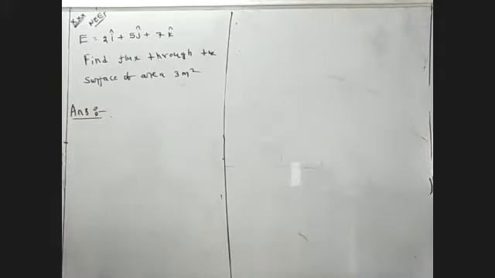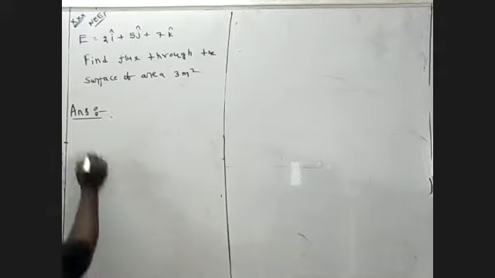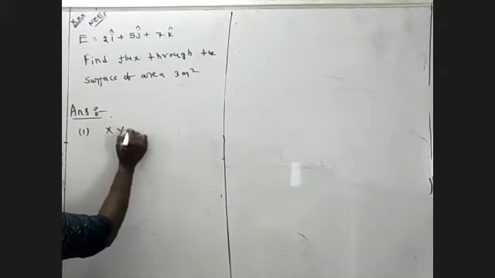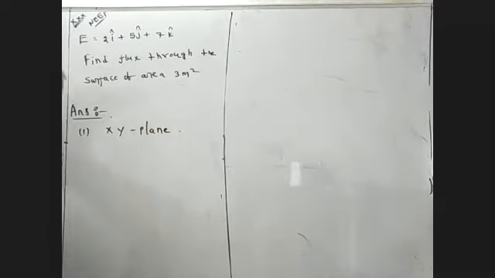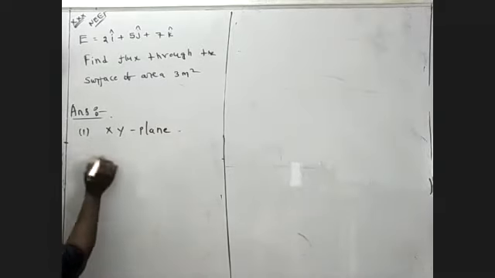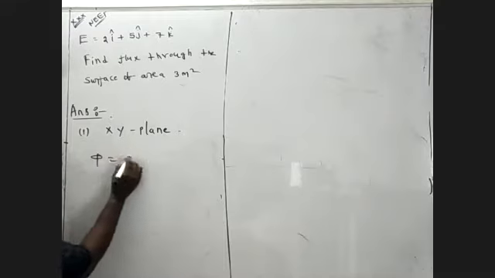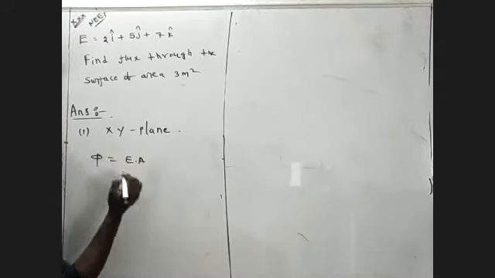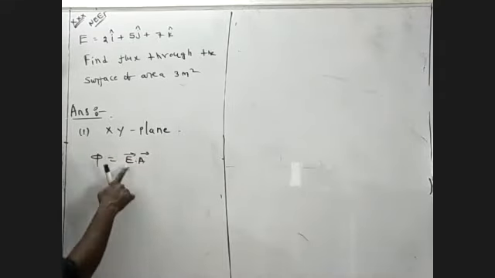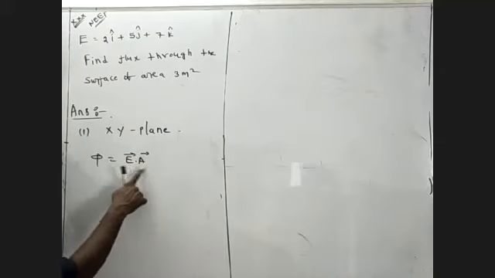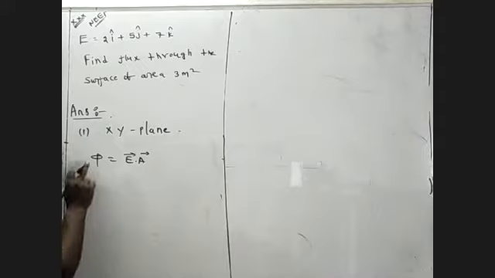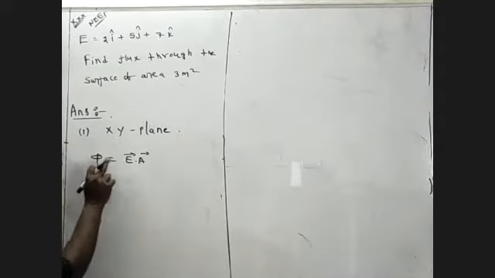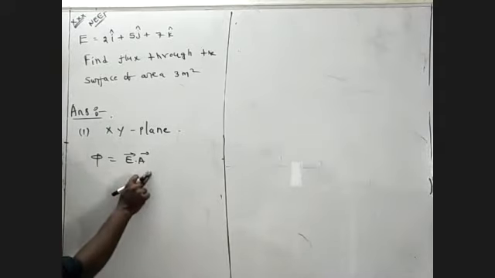Suppose the first one is the XY plane. Flux is equal to E bar dot A bar. E bar is a vector, A bar is a vector. This is a dot product. Flux is a scalar quantity, electric field is a vector, and A bar is the area vector.